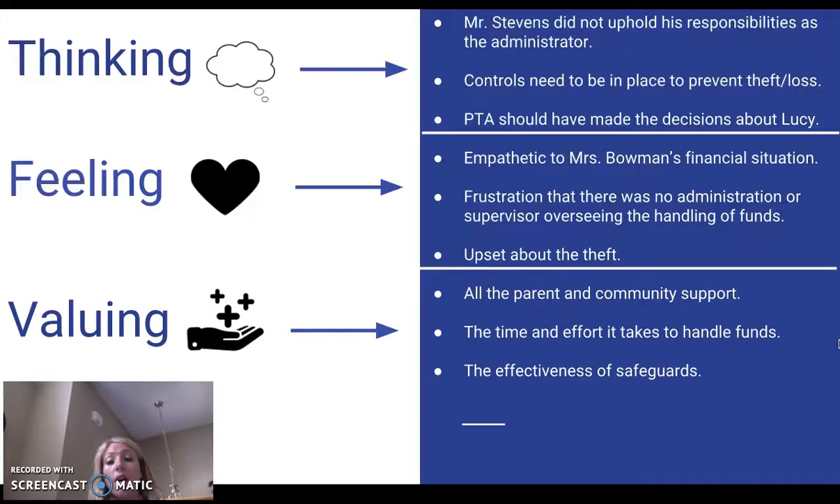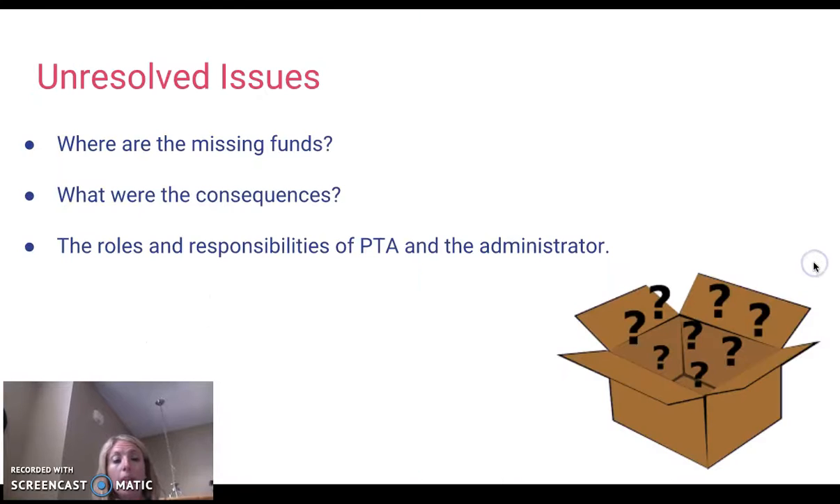I was valuing all the parent and community support. Even though money is tight in that community, there is a ton of support, which is always appreciated by the school. I was also valuing the time and effort it takes to handle all those funds. I know sometimes it might seem tedious to have someone count it and then someone else count it and have 2, 3 sets of eyes recounting that money, but it really is just to help prevent errors from happening. And then also valuing the effectiveness of having those safeguards. If we could have those in place, it would prevent a lot of these errors from occurring.